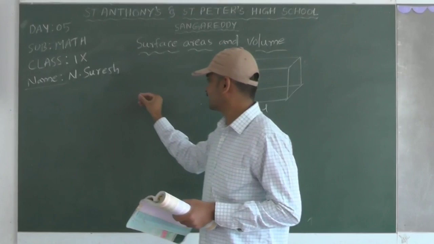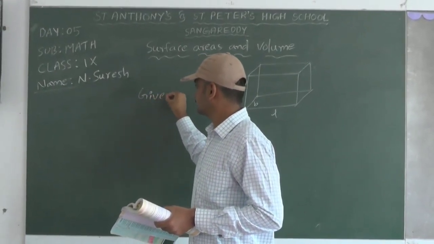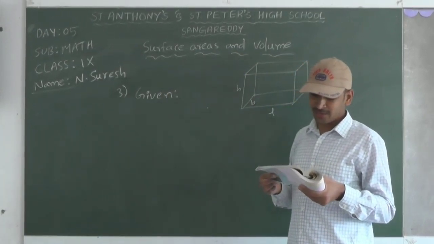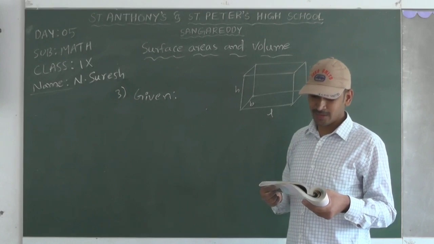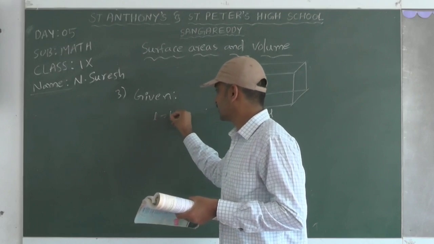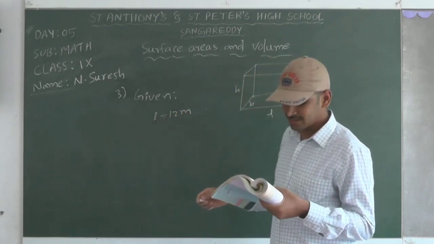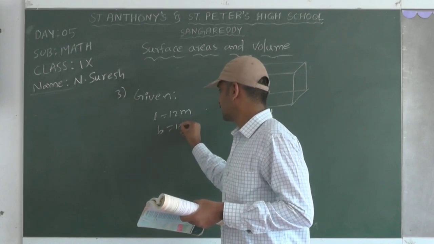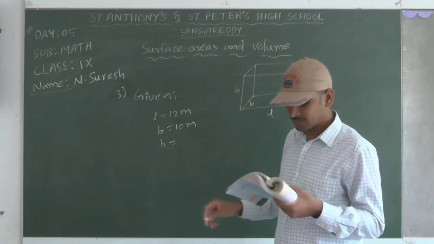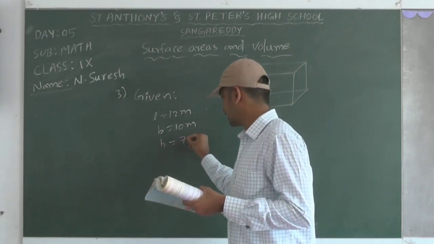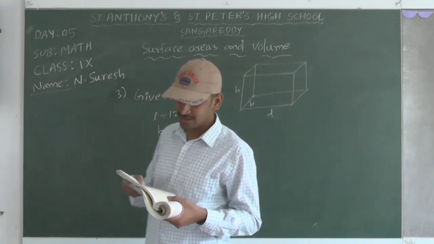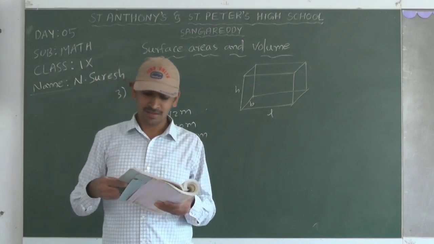So what is given here? Given: find the area of the four walls of the room. If its length is 12 meters, given L equals 12 meters. One more is breadth is given, B equals 10 meters. Another one is the height of the room, H equals 10 meters. Sorry, 7.5 meters. Now we have to find the area of the four walls. It is given: assume that there are no doors or windows.